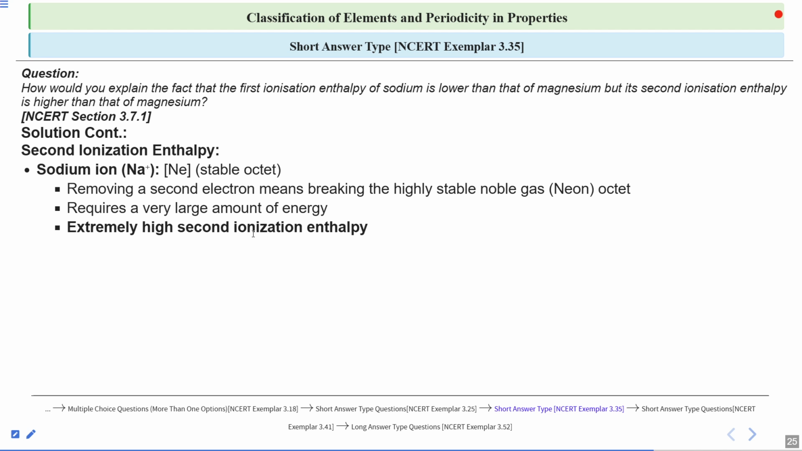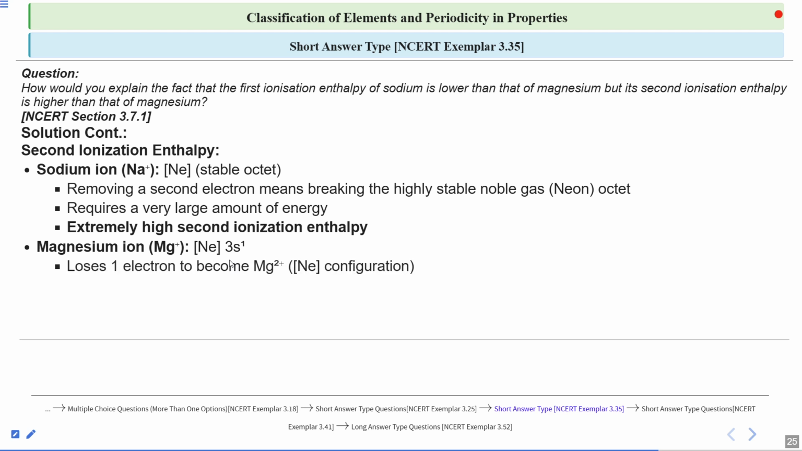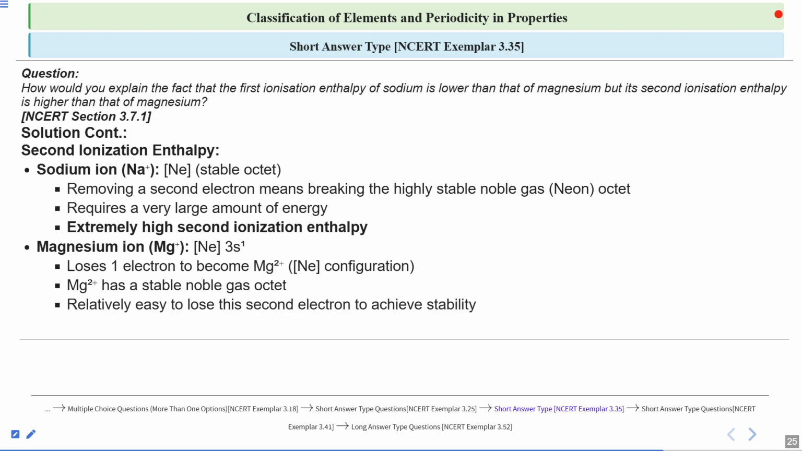Now let us take the case of magnesium plus. So magnesium plus is not having a stable configuration. It is 3s1. But if you remove one electron from the magnesium plus, it will become Mg2 plus, which symbolizes the stable electronic configuration of the neon. As a result, since your magnesium 2 plus is going to the stable noble gas octet, therefore it is comparatively easy to remove that second electron, and hence it has a lower second ionization potential than the sodium second ionization potential. I guess this is clear to all of you.